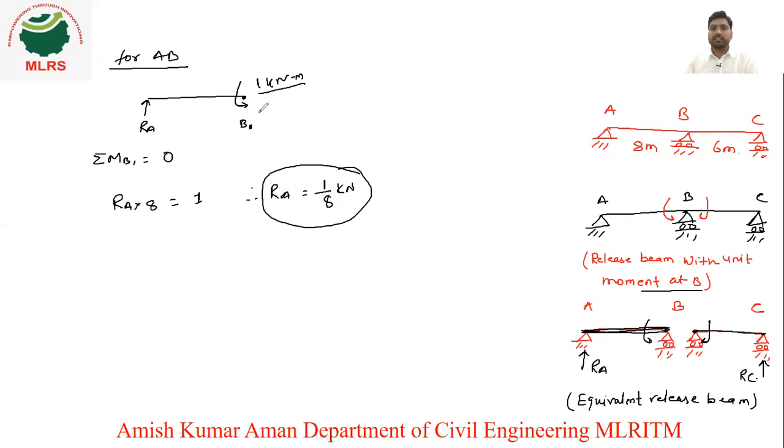See here already a moment is there, 1 kilonewton. If there is no moment, then summation of moments is equal to 0. But summation of moments at this point will be 1 kilonewton meter only, because already the given moment is there, 1 kilonewton meter.